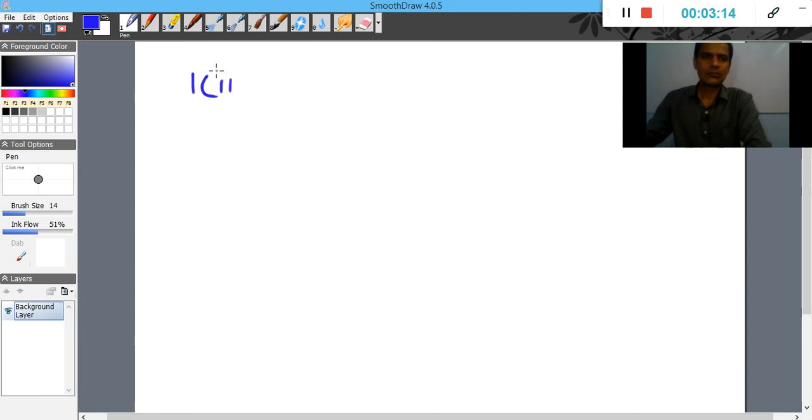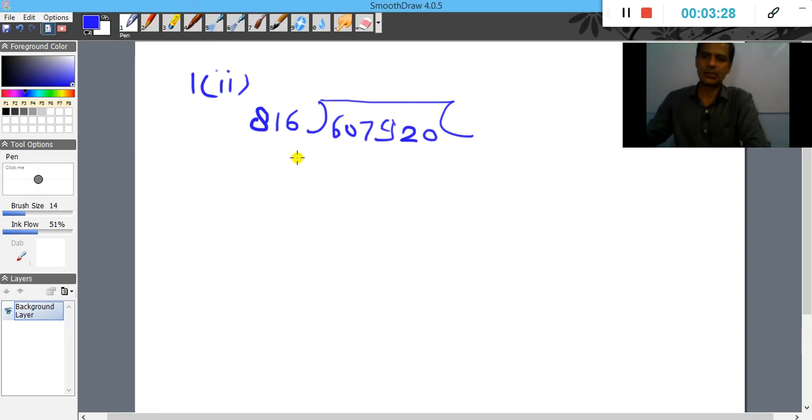Second part is divide. It is a very big number, 607920. This is the dividend, and our divisor is again a very big number, 816. Okay, so if you write the table, it is 816 7 times 5712. Now after subtraction we have 367, copy this 2, and next time it divides 4 times.